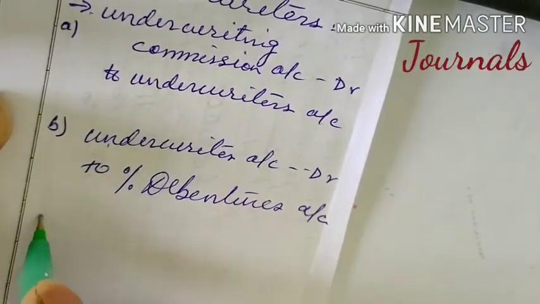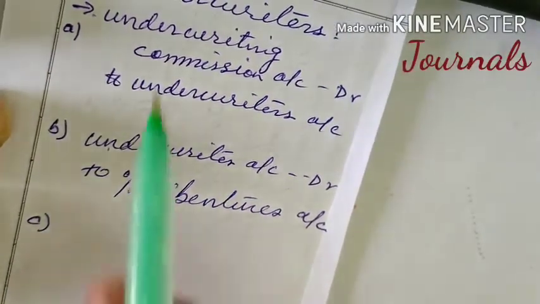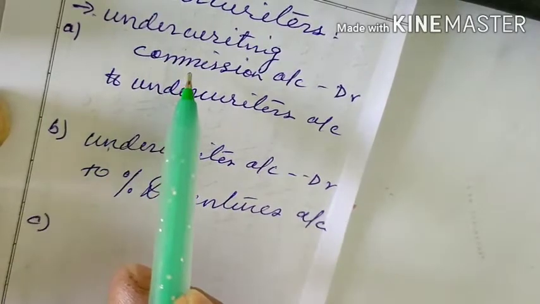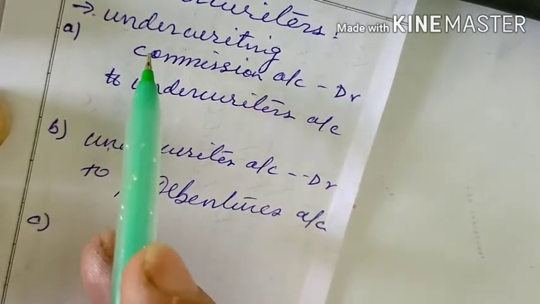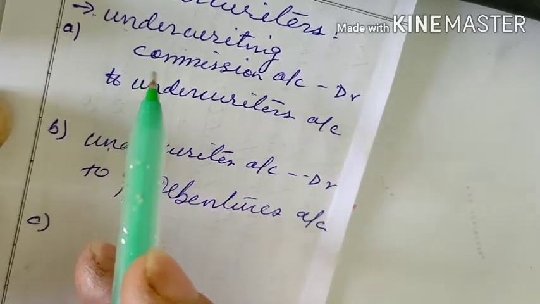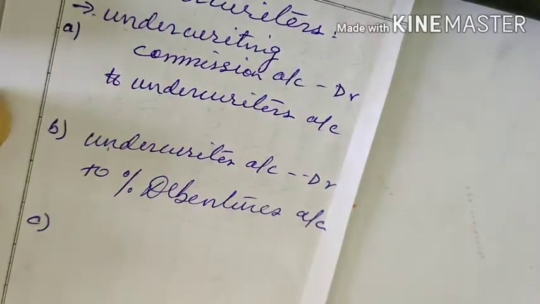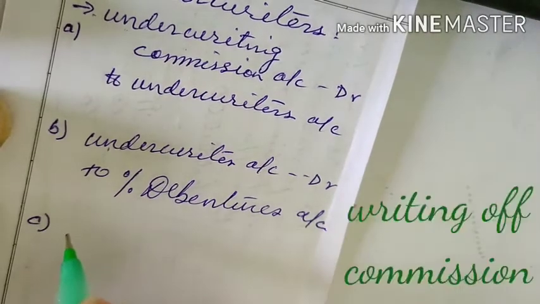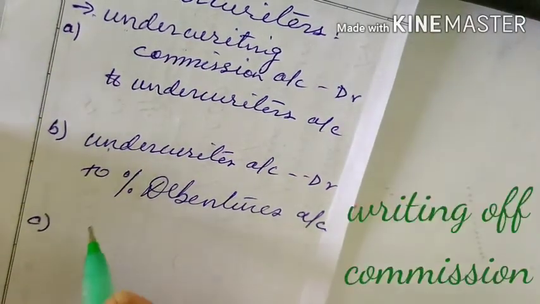You have the third entry here. The third entry is for this underwriting commission. This underwriting commission is an expense, and this has to be written off to the profit and loss account or through the securities premium reserve account. So you have the writing off entry.